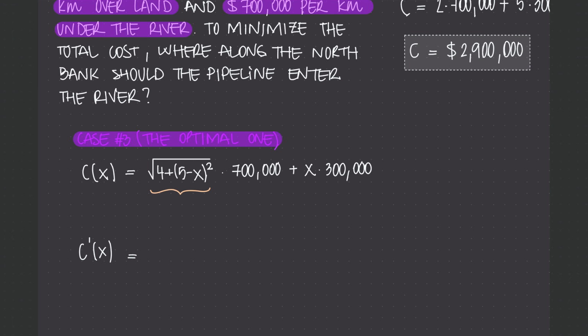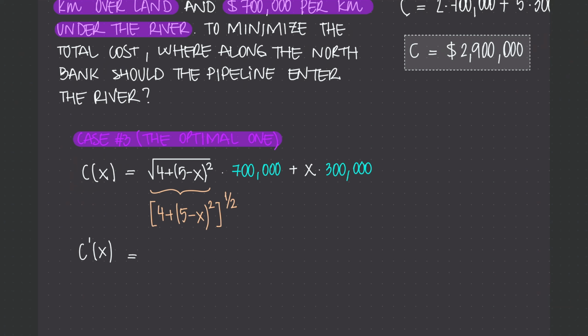Remember that you can rewrite this root as 4 plus 5 minus x squared to the power of 1 over 2. And also notice that 300,000 and 700,000 are just constants that are multiplying the root and x respectively. So the derivative over here is, we drop the 1 over 2, so 1 over 2, 4 plus 5 minus x squared to the power of negative half. And given that we need to use the chain rule, we are going to multiply this by the derivative of the inside function.